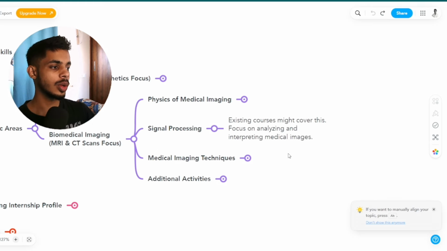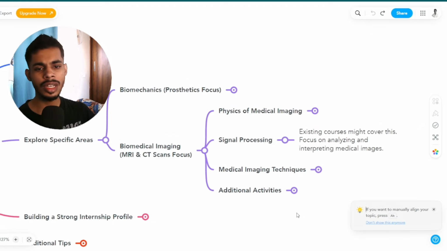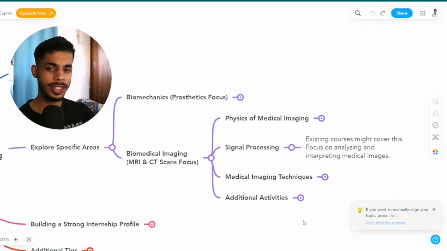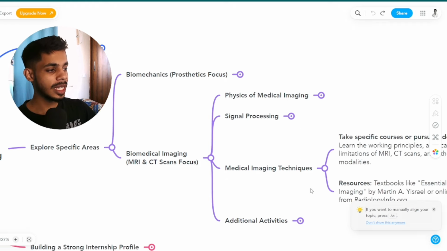For that, you can always take up a course, but I would say you don't have to, because the signal processing topic is probably covered in your college. So when your professor is teaching it, make sure that you're paying attention. And after that, we'll talk about medical imaging techniques.